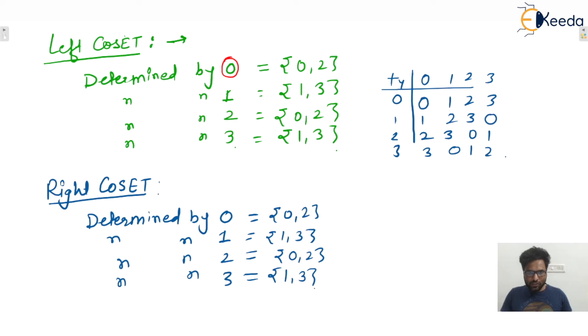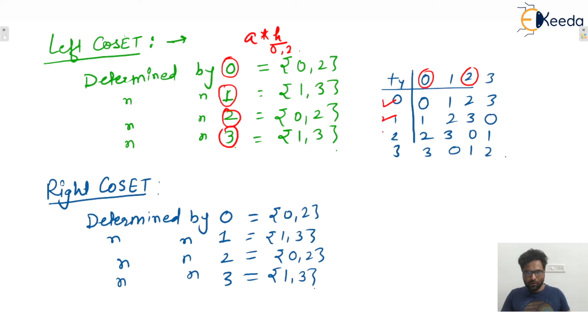Yes, determined by 0, 1, 2, 3. So that is the definition, A star H. And here H belongs to capital H, that means subgroup. So here H will be {0, 2}. So we'll see for 0, 2.